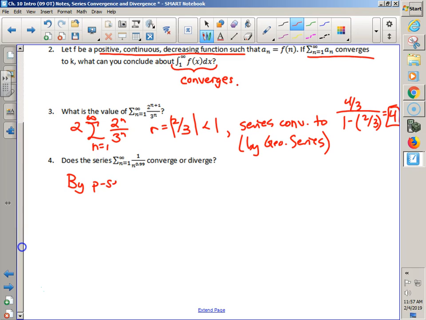By the p-series test, since p equals 0.99, which is not greater than 1, the series diverges. How are we doing?